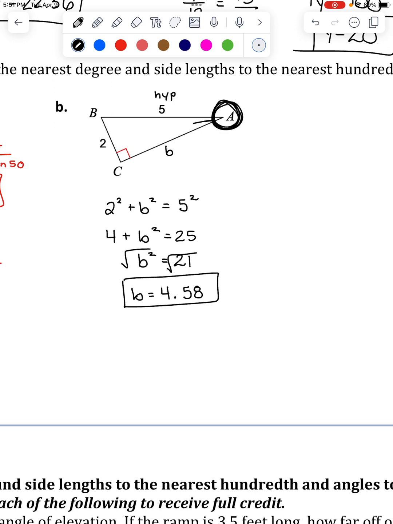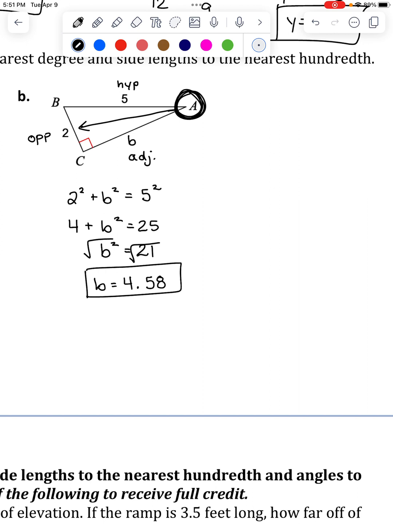I still need to solve for my angles. I'm personally going to solve for angle A first. That would make this my opposite, because now I'm mixing together sides and angles. That means I'm going to be doing trig. This is the adjacent. The adjacent's an ugly decimal. I'm not going to use it. I'm going to use the opposite and the hypotenuse, which means I'm going to do sine. Sine of the angle, which is angle A, is equal to opposite divided by hypotenuse.